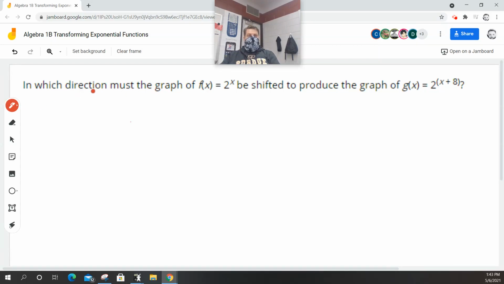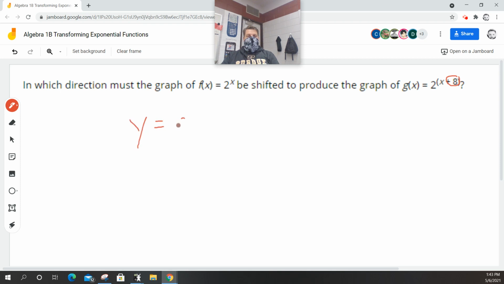Okay, so this one says, which direction must the graph of f of x equals 2 to the x be shifted to produce the graph g of x equals 2 raised to the x plus 8? What does that plus 8 do?